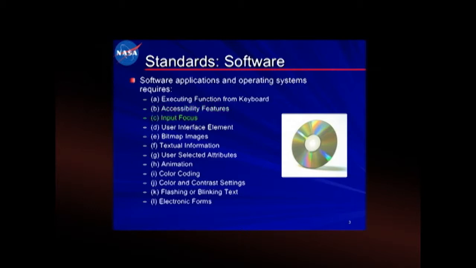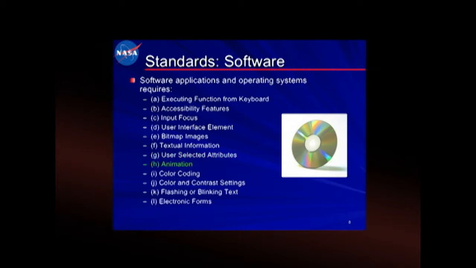Input focus: make sure you can see where you are on the screen, or at least have assistive technology be able to tell where you are on the screen. User interface elements: make sure that those have proper labeling and have the information about them. Bitmap images: make sure they're consistent throughout the application. Textual information: any textual information on the page just needs to be available to the operating system. User-selected attributes: for example, if someone needs to change the contrast on their screen, maybe I want to change my contrast on the screen, just make sure your software doesn't prevent that.